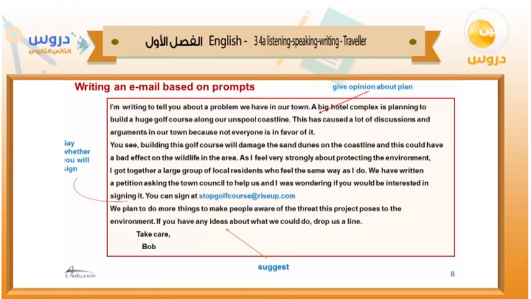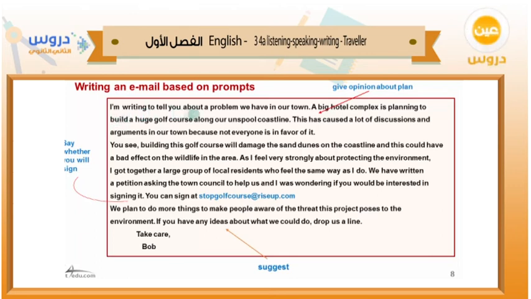Here is a sample email, of what we just said. You have to take a look at the arrows here when you give your opinion about the plan. So you made a plan and you gave your opinion about it. And here say whether you will sign or not. And you have some information, and here you give a suggestion. And you wrote something like, take care, see you soon, thank you, faithfully yours, and Bob, that's your name. So I'm going to read it for you. That's just a sample of the writing.